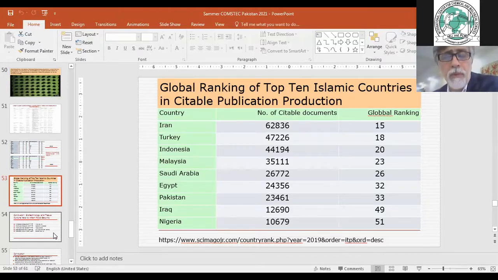This is why Islamic countries are performing very well in terms of scientific progression. You can see in here the global ranking of top 10 Islamic countries in citable publication production. This is from SCImago. Everybody can go and see. So Iran producing 62,836 citable documents ranks first among the Islamic countries and 15th in the global rank.